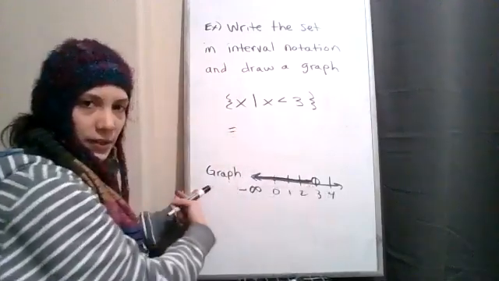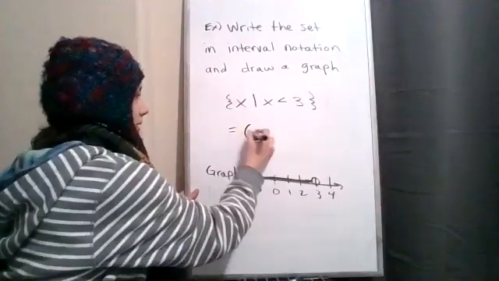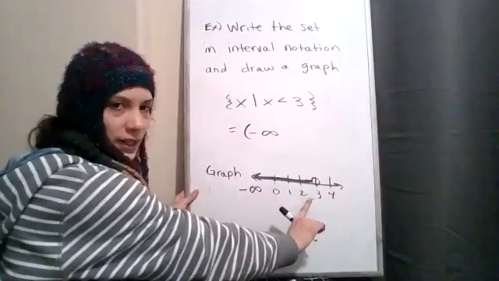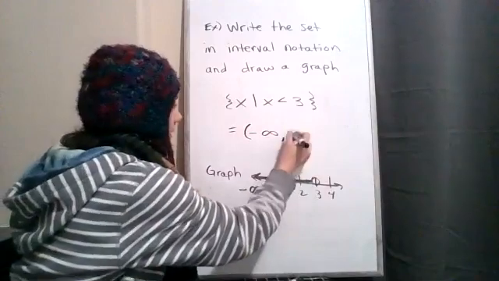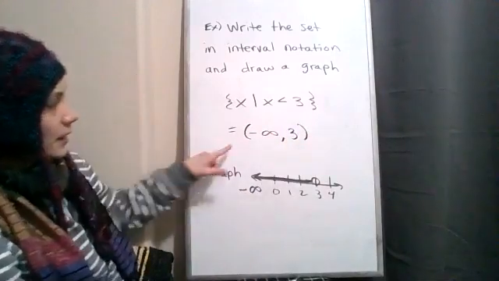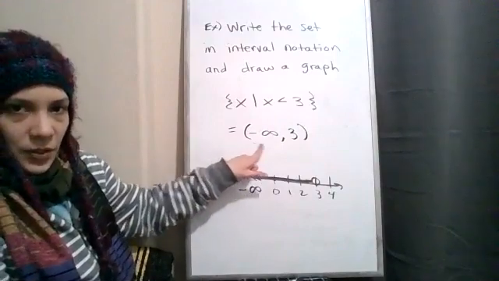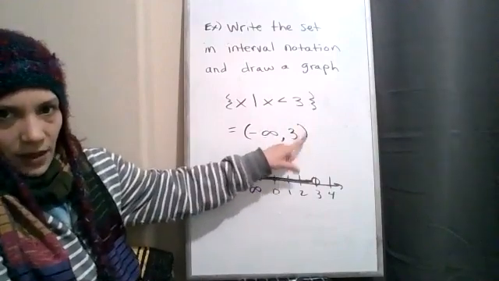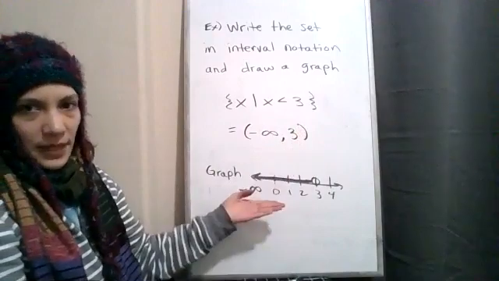From all the way over here, negative infinity, up to 3, and don't include 3. So this is the set that goes from negative infinity up to 3, not including 3. That's the graph.